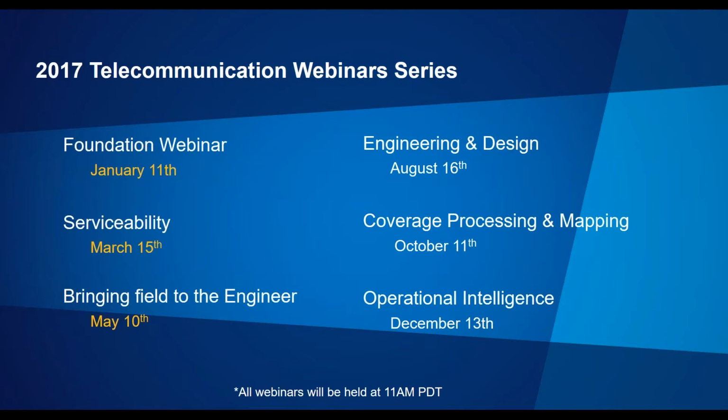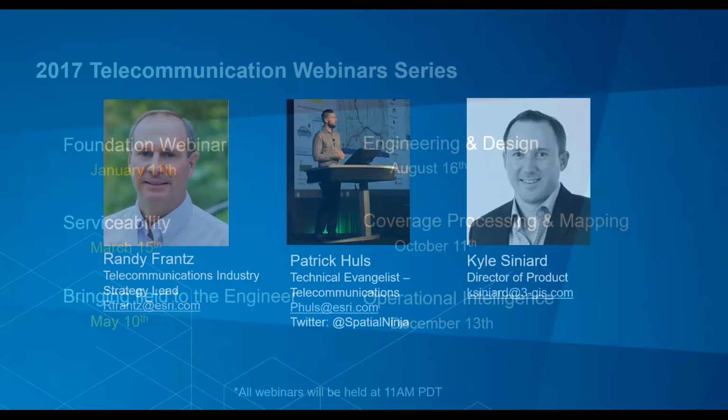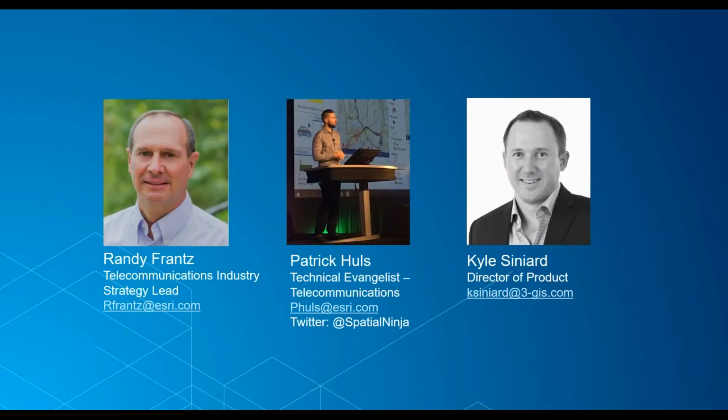In May, we covered bringing the field to the engineer, how you can reduce a lot of those non-productive visits to the field by the engineers by bringing a lot of the data to the engineering desktop. That's the imagery, the network, infrastructure, things like that. It reduces the cost and improves the time to market. Today we'll be covering engineering design, and I'll go through that a little bit later. And then in October, we have coverage processing and mapping coming up. And then closing out the year will be operational intelligence in December. And those are this year's, and later in the year, we'll be releasing the planned webinars for next year.